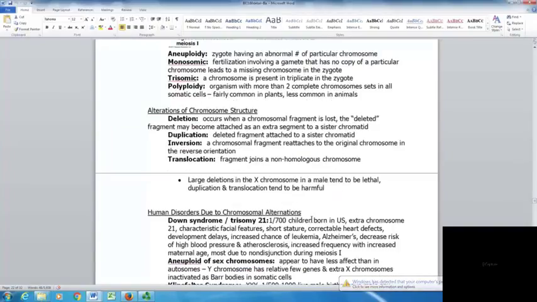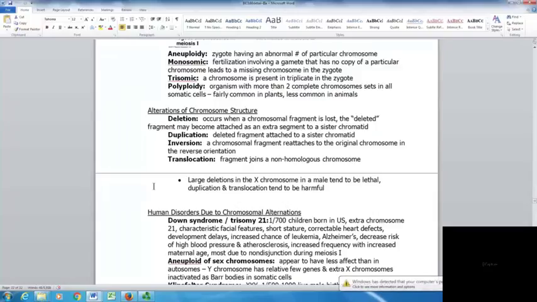When you alter the chromosome structure, this can be a problem. A deletion occurs when you have a fragment that is lost. The deleted fragment can become attached as an extra segment to a sister chromatid. When it does that, we call it a duplication. That's just the deleted fragment on that sister chromatid. We can have an inversion where that chromosomal fragment that comes off will reattach to the original chromosome, but it does it in the reverse orientation. It flips it around. With the translocation, you have the fragment join a non-homologous chromosome. The fragment comes off and decides it's going to just go live on another chromosome.